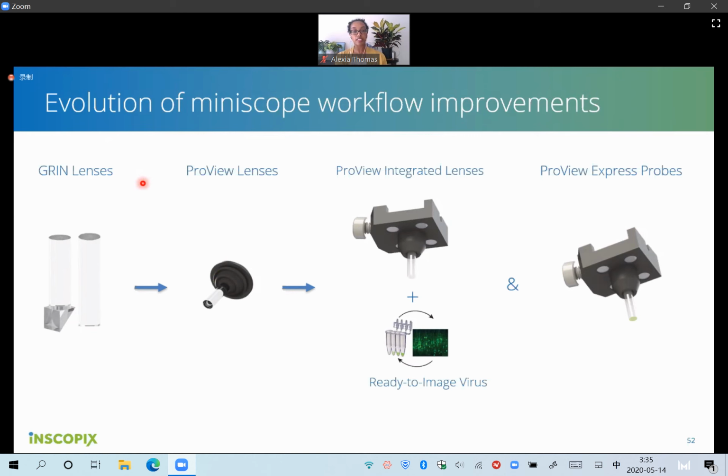And in 2016, like Alexia had mentioned in the timeline, we released the ProView lenses. The ProView lenses indeed made a huge difference in the sense that the surgical steps were improved quite dramatically from the naked GRIN lenses to the ProView lenses. In this sense, the success rate went up for a lot of labs quite dramatically.